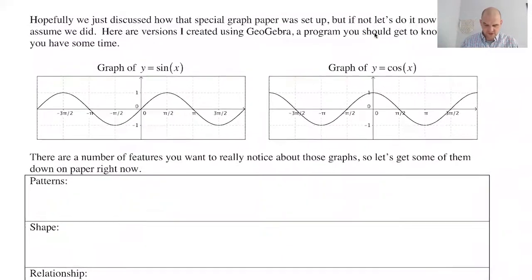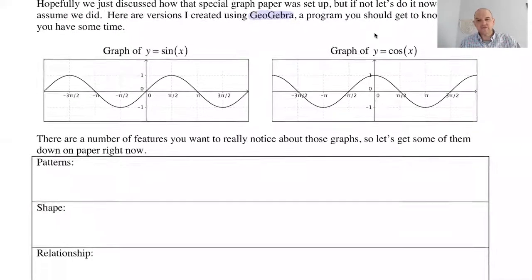So I use GeoGebra, which I would definitely encourage you to check out. geogebra.org, and then I always use the classic GeoGebra to graph things. It makes very nice graphs. They're really easy to insert into things, and that's what I really like about them. But I use it to graph sine and cosine. And what we want to do is just identify some patterns, some things like that.